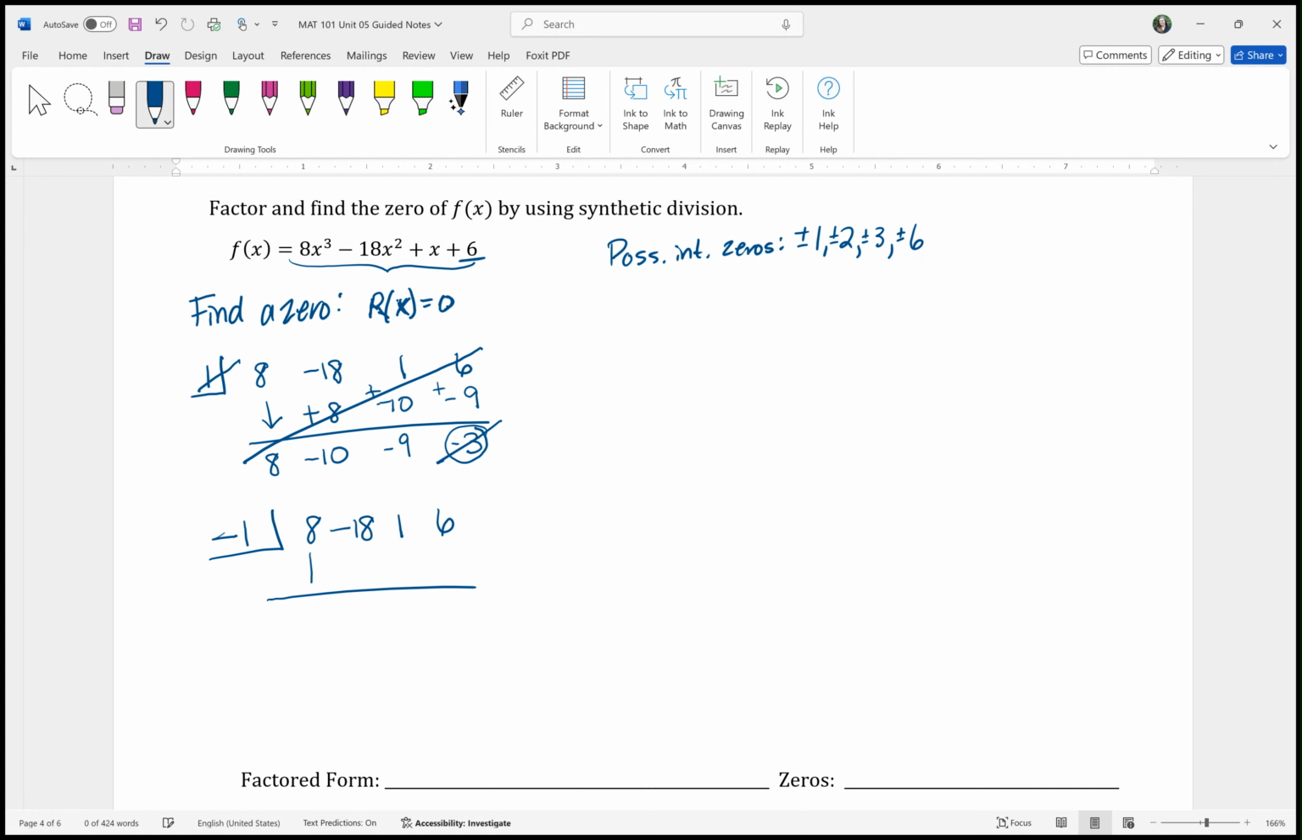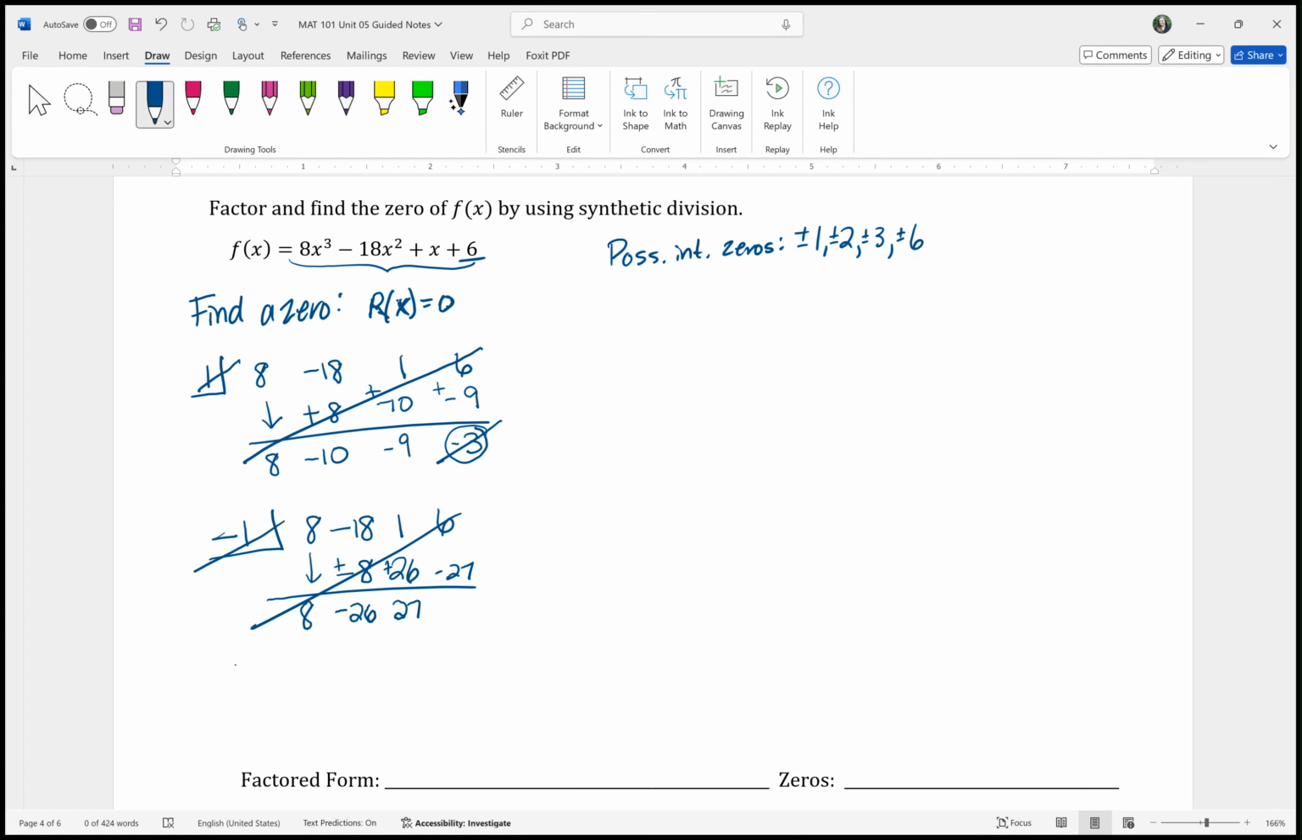So bring down 8. Negative 1 times 8 is negative 8. Negative 18 plus negative 8 is negative 26. Negative 1 times negative 26 is positive 26. I don't think this is going to get us anywhere, but let's keep going. 1 plus 26 is 27. Negative 1 times 27 is negative 27, and that's not going to get us 0. So negative 1 is not going to work.